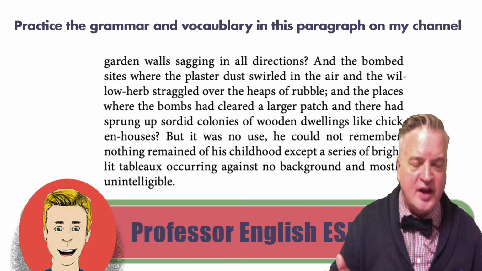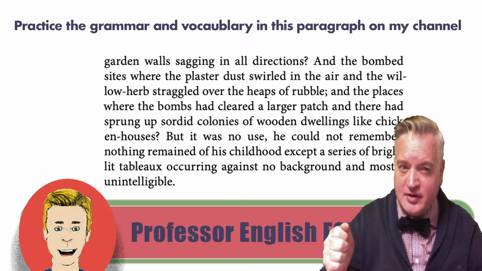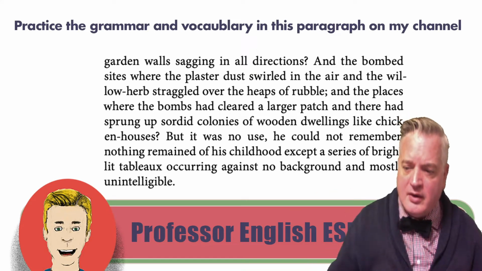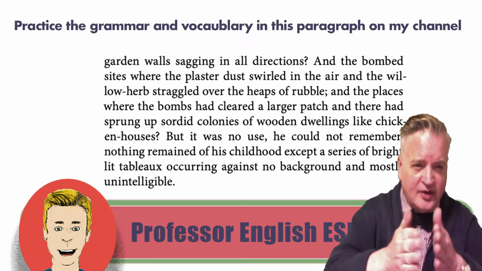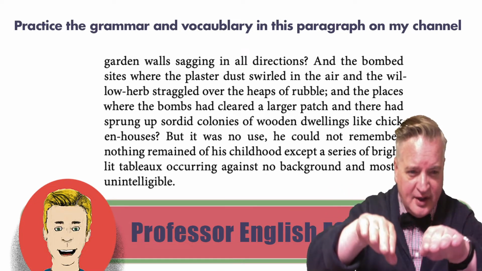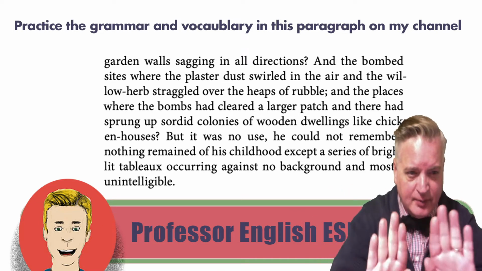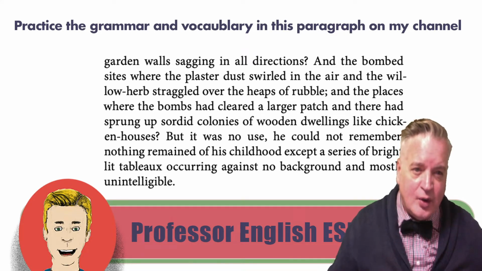You can also use sagging to talk about something that you expect to be tight, or you expect to be straight, but it isn't. Now let's see how they use sagging in this paragraph, where it says, their windows patched with cardboard and their roofs with corrugated iron, their crazy garden walls sagging in all directions. So the walls of the garden, you would expect a wall to be straight, but if it's very old, it has some places where it goes down, or maybe even in the middle, it goes out. And that is a sagging wall, probably because it's old.